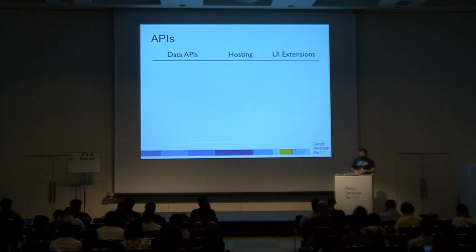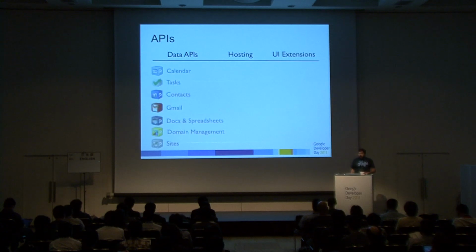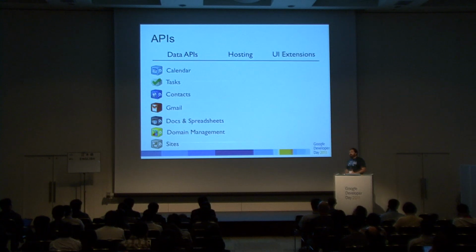So how do people get there, right? Well, Google Apps has a lot of APIs that are part of the suite of what we call Google Apps. For every one of those individual apps, like Gmail, Calendar, and Contacts, there's a corresponding data API that developers can use to access that information.